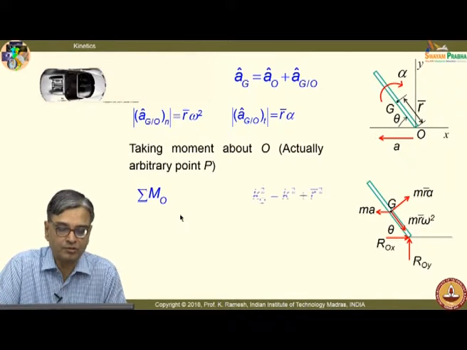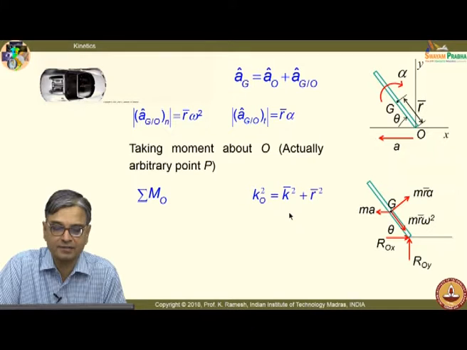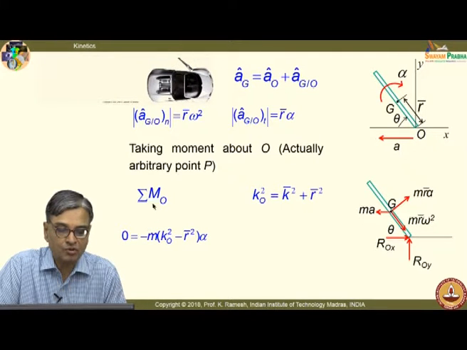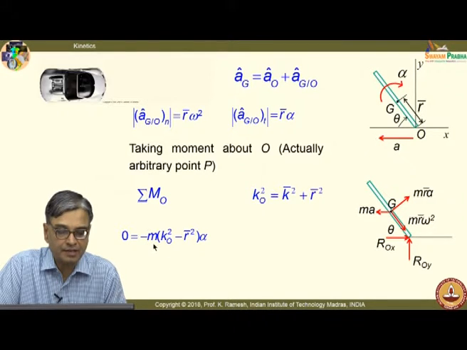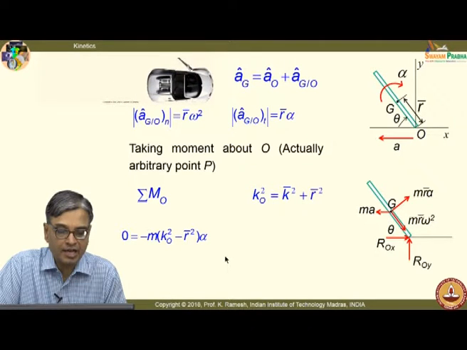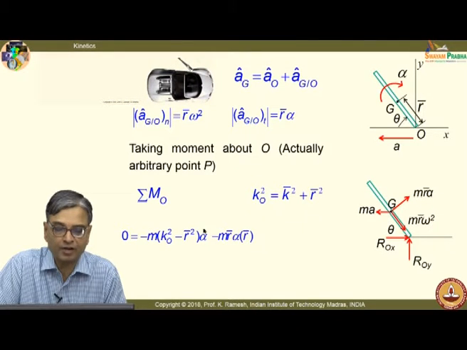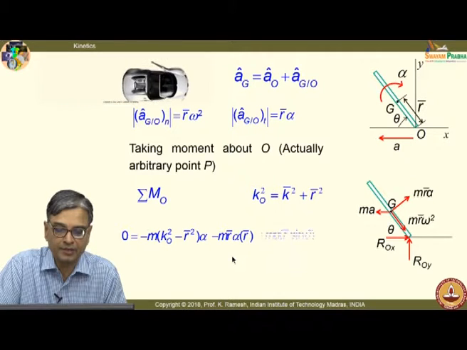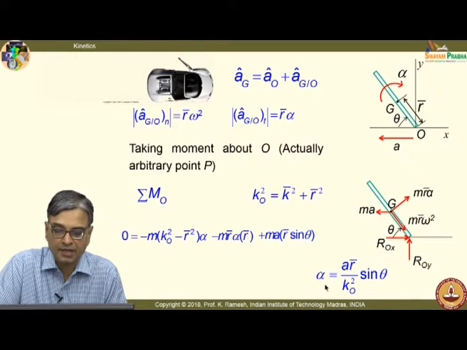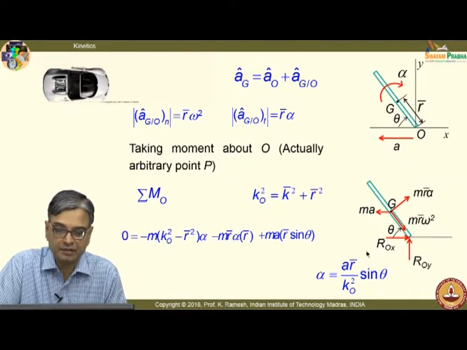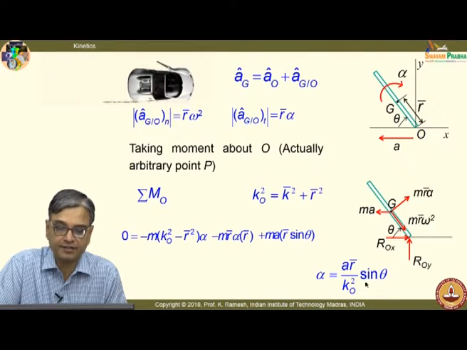So, M naught equal to, you are given k naught, I need to get k bar squared plus r bar squared. So, this is a hinge, so it has to go to 0. So, I have minus m k squared alpha plus m r bar alpha r bar. I write all the components, okay. I write all the components, m a r bar sin theta, and we have alpha equal to a r bar by k naught squared sin theta.